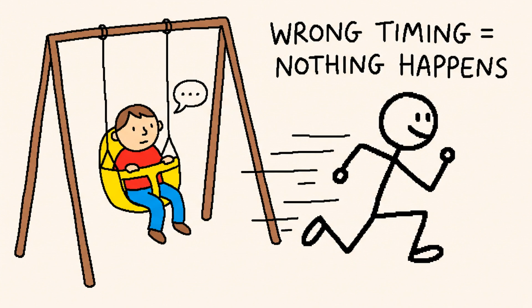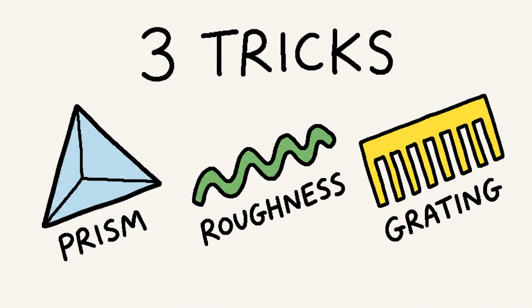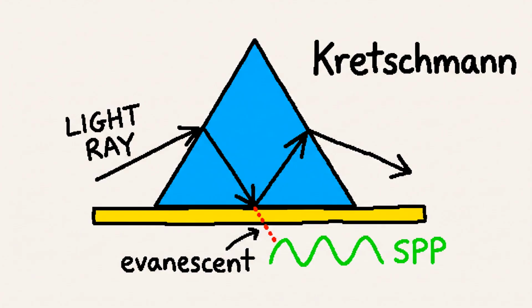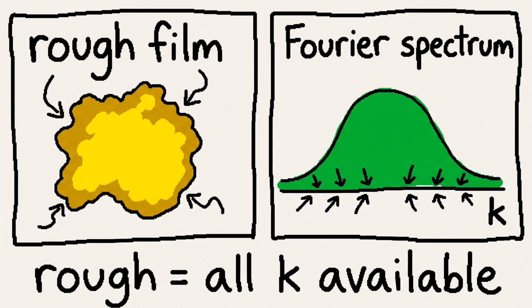So how do we fix it? We give the light extra momentum along the surface, exactly enough to land on k_SPP. There are 3 classic tricks. First, a prism. Inside a high-index glass, light carries a larger wave vector. Tilt it just right, the Kretschmann configuration, and the in-plane component matches the SPP. Energy tunnels through. Second, surface roughness. A randomly bumpy surface contains every spatial frequency you could want. Some of those frequencies match k_SPP, and the SPP gets launched almost for free. This is why even an unstructured evaporated gold film can support plasmons.